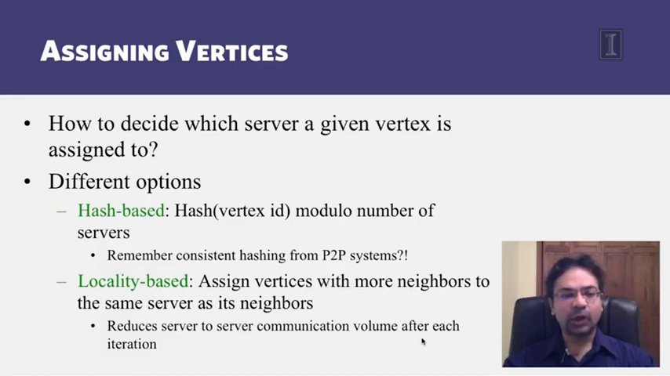A second option is locality based, where you assign vertices with more neighbors to the same server as their neighbors. So a vertex that has a very high number of neighbors is assigned to the same server as its neighbors, and so fetching those neighbor values are just local operations and do not involve any network overhead. This reduces server-to-server communication volume at each iteration.